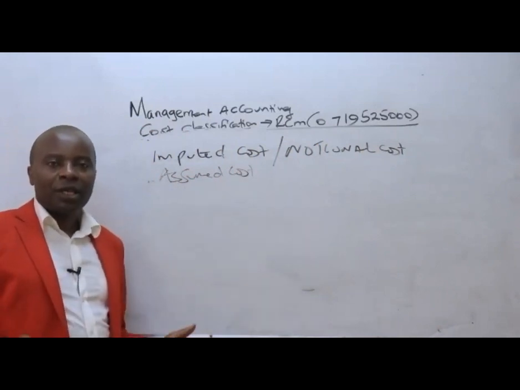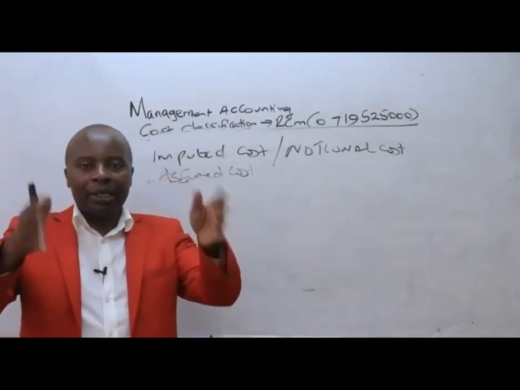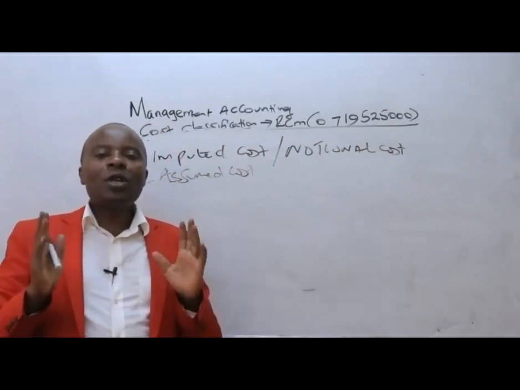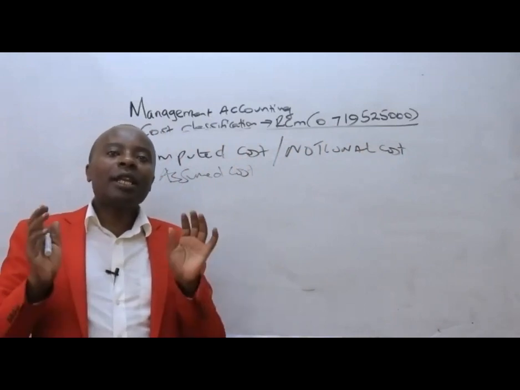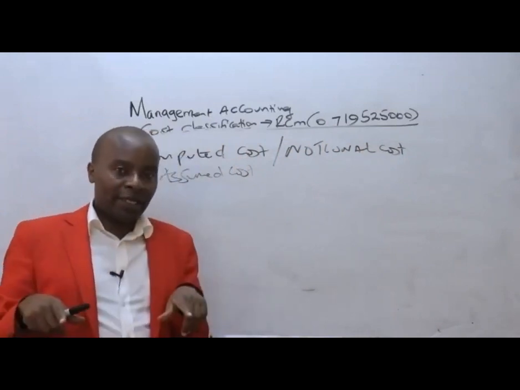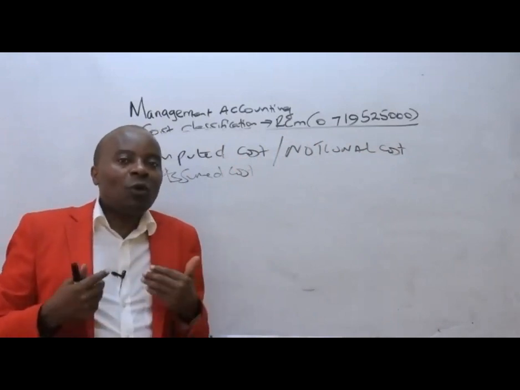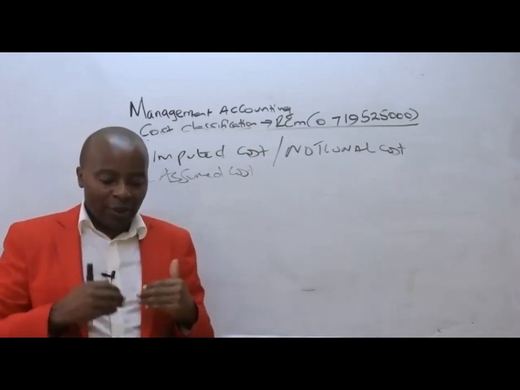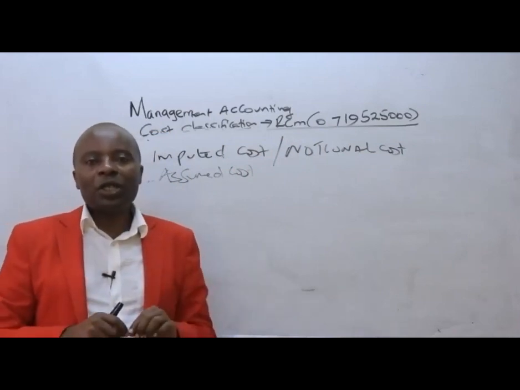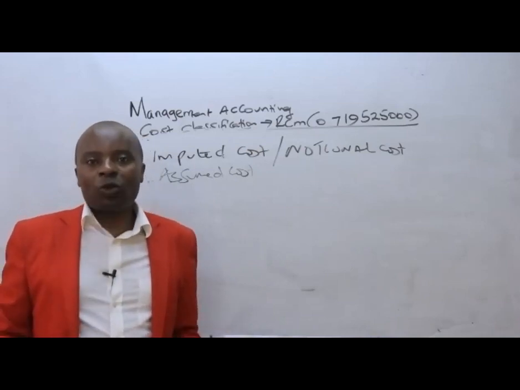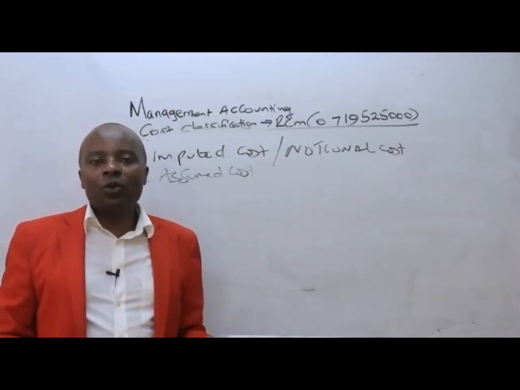For instance, if as RCM we own a building, it will be very important for us in our income statement to have rent, where we'll be assuming, if we were paying rent, how much rent would we have paid? So then in our income statement, we shall be charging rent. Of course, that rent doesn't exist. It's an assumed one. It's a hypothetical one. So it is notional. It is what you've imputed.